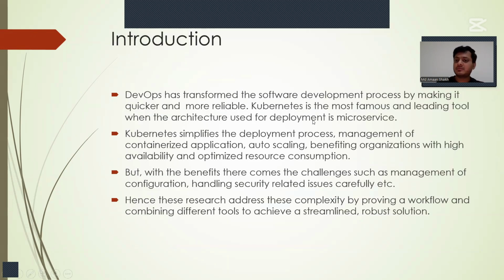DevOps has transformed the software development process by making it quicker and more reliable. Kubernetes is the most famous and leading tool when the architecture used for deployment is microservices. Kubernetes simplifies the deployment process, management of containerized applications, and auto-scaling, benefiting organizations with high availability and optimized resource consumption. But with all these benefits come challenges such as management of configuration, handling security-related issues carefully, etc. Hence this research addresses this complexity by providing a workflow and combining different tools to achieve a streamlined, robust solution.